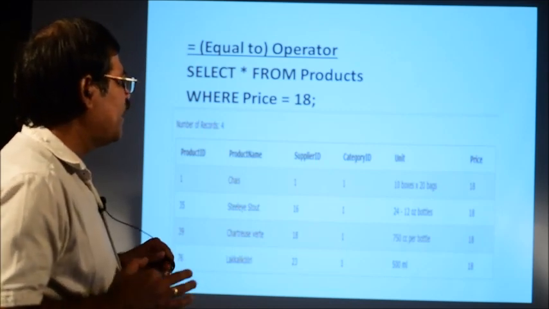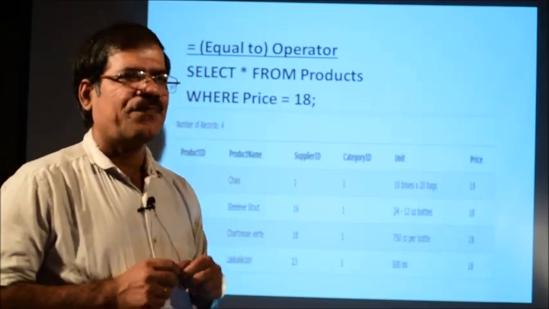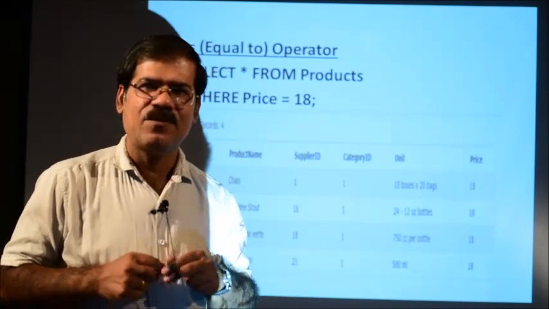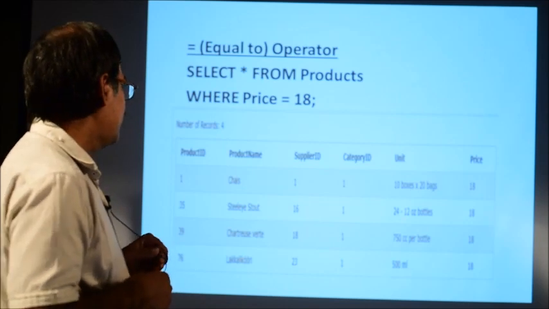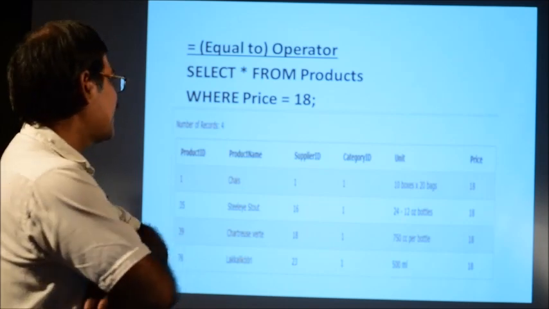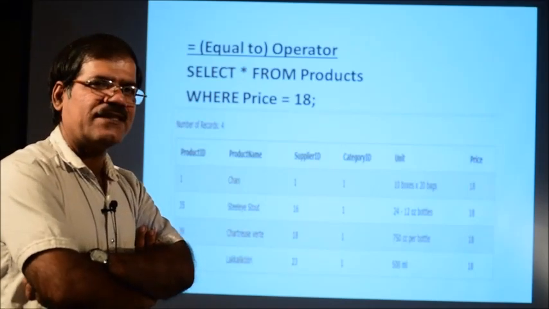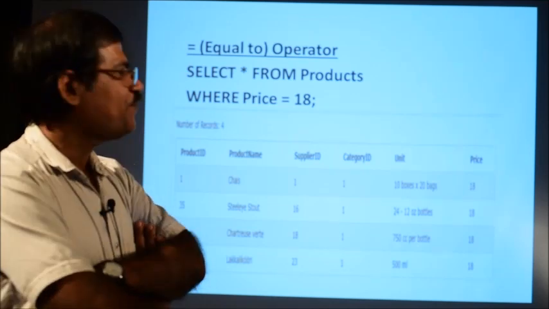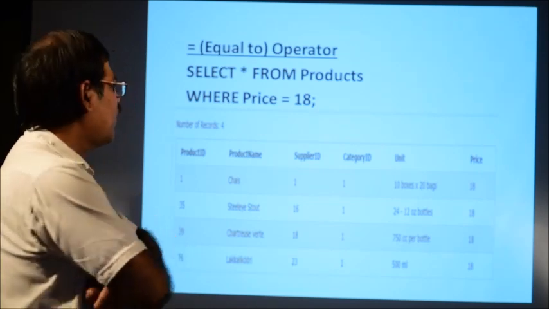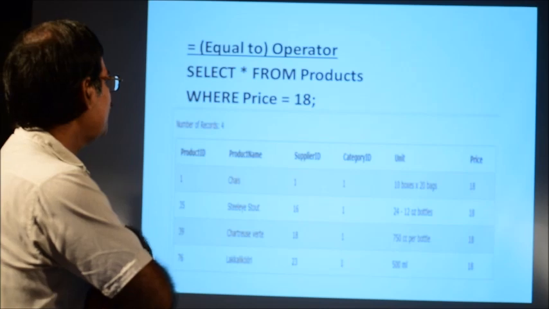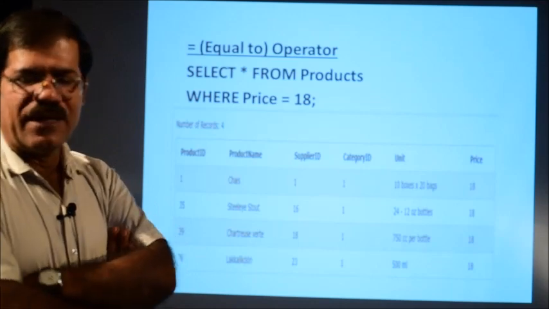There may be multiple values of price. Somewhere the price will be 20 or 25 or whatever it may be, but only where the price is equal to 18, that record will be selected from this product table and displayed on the computer screen. That is why it is written select star, select all from products. Products is a table, already created earlier, where price is equal to 18. So that many records will be fetched from the table and displayed on your computer screen.